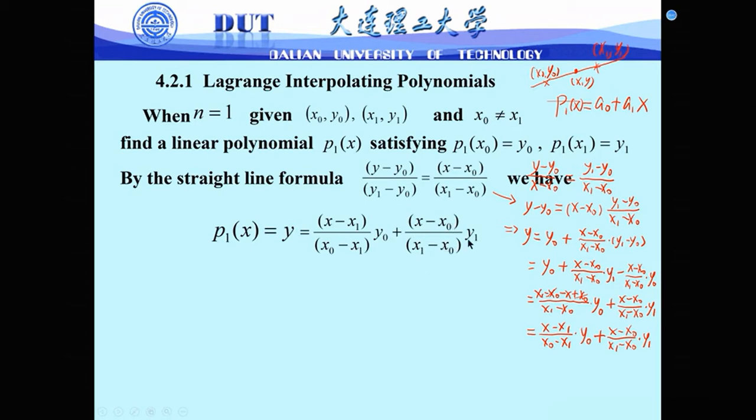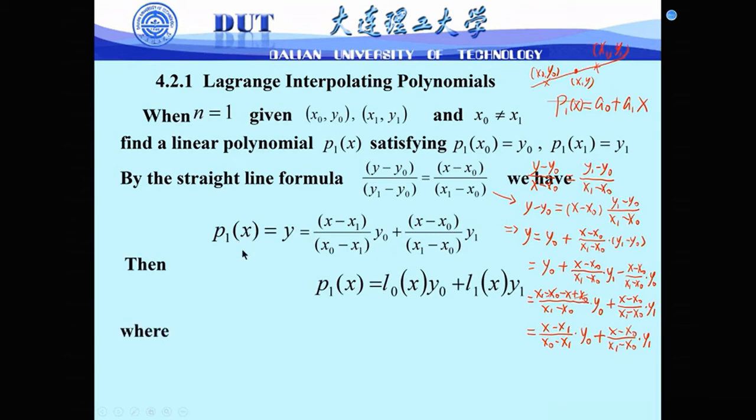Multiply y1. Clear? Then we obtain this function, p1(x). Now you see, it is just degree 1, so it is a straight line, or linear function of x. Is it okay for you? Then let's check this function.